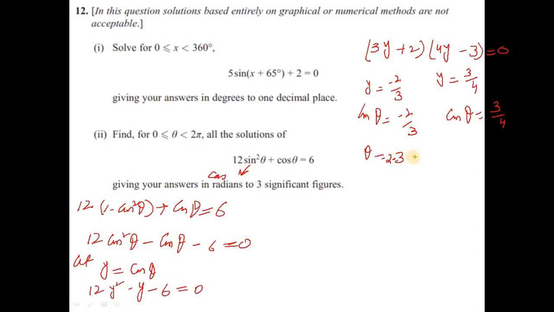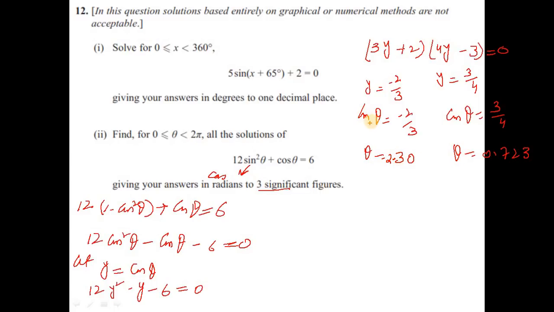From here theta is 2.30, because you need 3 significant figures, so 2.30. And from here cos theta is 3/4, so theta is 0.723. So we need to figure out the rest of the angles in the interval of 0 to 2 pi for both situations.